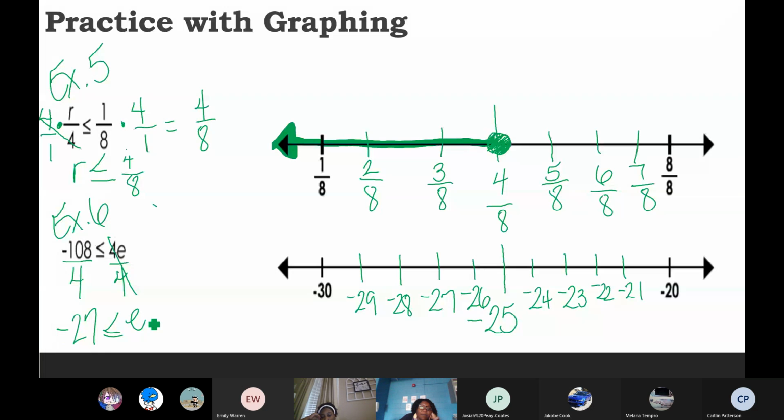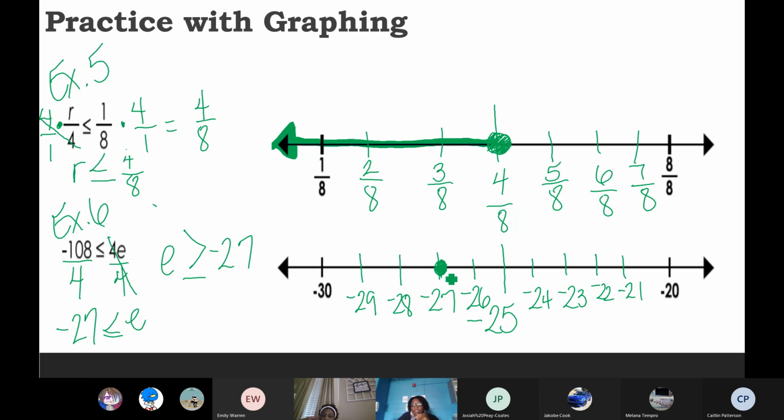So, e, I want to write this the correct way. e is greater than or equal to -27. So is my dot going to be shaded in or an open dot? Will it look like this or will it look like this? Shaded in. It's going to be shaded in. And e is greater than or equal to -27.